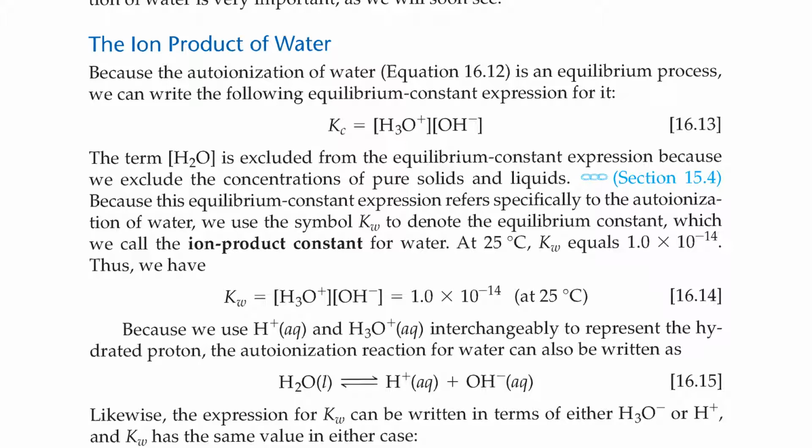Because we use proton and hydronium interchangeably to represent the hydrated proton, the autoionization of water can also be written as water breaks apart into proton plus hydroxide. Likewise, the expression for K sub W can be written in terms of either hydronium or proton, and K sub W has the same value in either case.